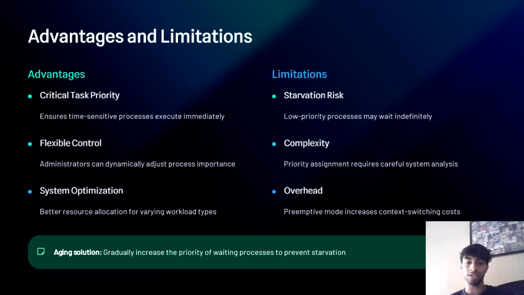Now let's talk about the advantages and limitations. Advantages: critical task priority ensures urgent processes are handled first. Flexible control, priorities can be changed dynamically. Optimized performance, different workloads can be balanced effectively. Limitations: starvation risk. Low priority processes might never get CPU time, and it can be hard to assign correct priorities. Frequent switching in preemptive modes increases CPU overhead, and to stop starvation, systems often use aging, which gradually increases the priority of waiting processes so that they eventually get CPU time.